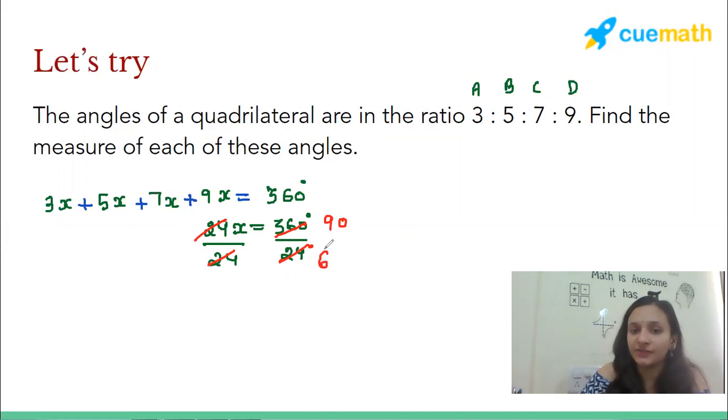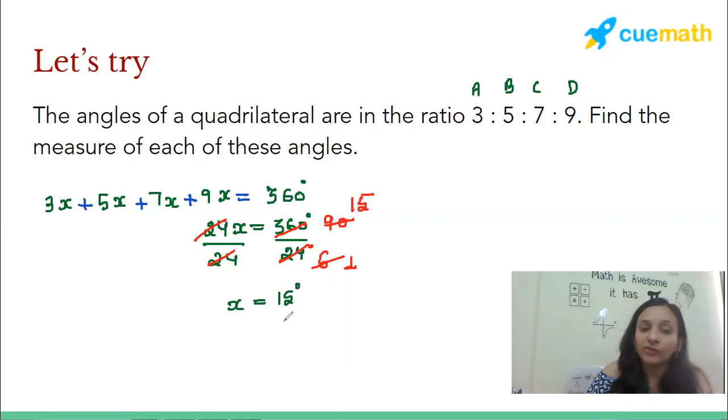You can again further divide it. 6 1s are 6, and if we were to divide 90 by 6, you would get the answer as 15. Okay, so what have we got the value of x to be? We have found the value of x to be equal to 15 degrees. Now that we have found out the value of x, we can find the value of each of these angles. This was considered 3 times x, that is 3x. So 3 times 15 is 45.